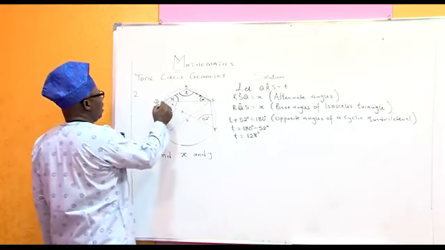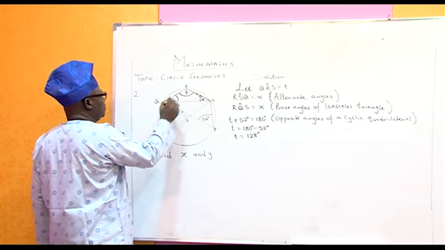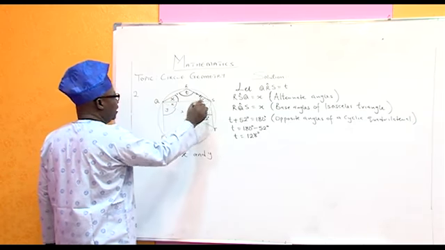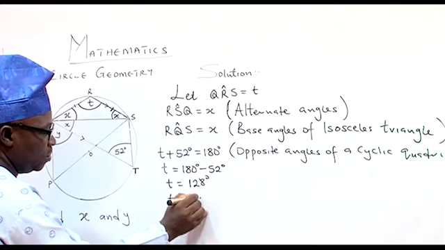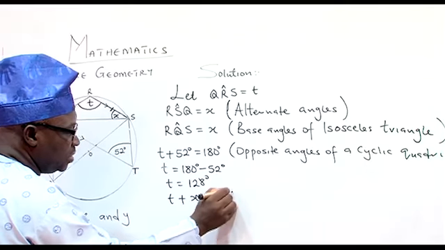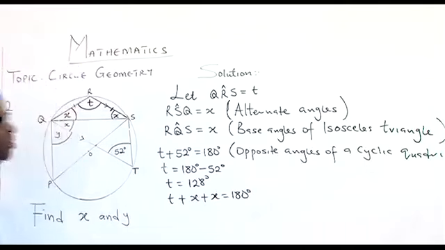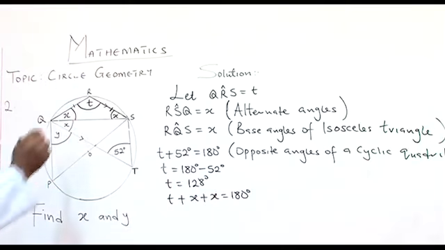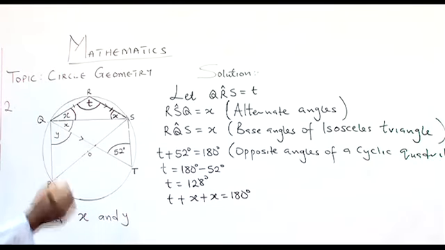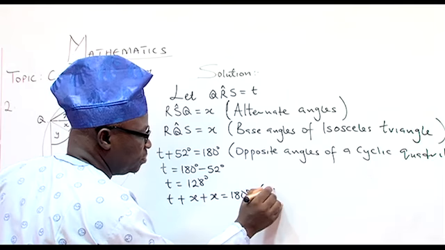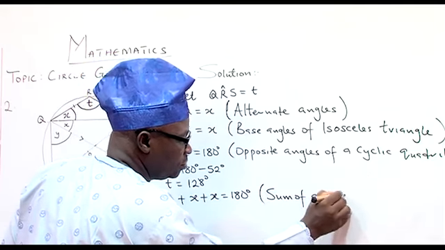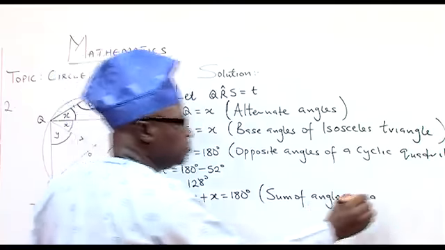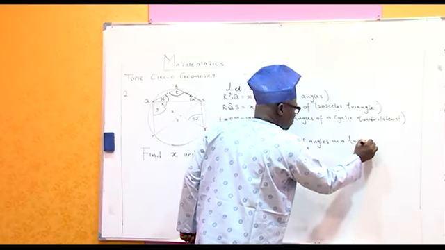Now looking at this triangle here, that is triangle QRS, we can say angle T plus angle X plus angle X is going to be 180. The reason is that the sum of angles in a triangle is 180. So I'll write the reason. Sum of angles in a triangle.